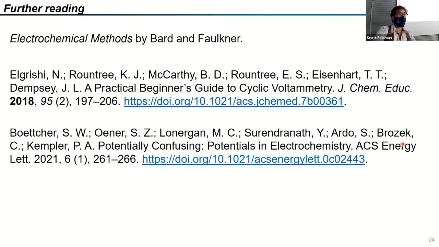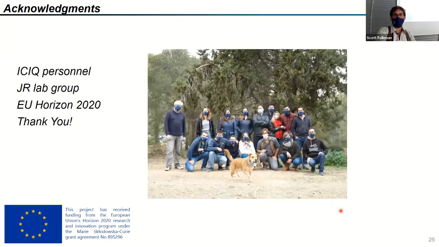So I keep bringing up these suggested further readings, but I really encourage you to take a look at Electrochemical Methods by Bard and Faulkner. I actually think they have an electronic version available now, but these other papers you should be able to get and take a read if you're interested.